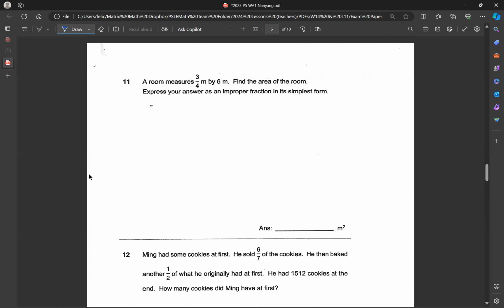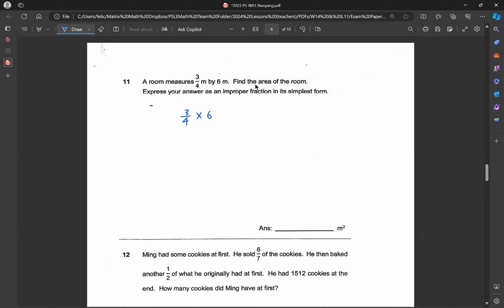So when they say room measures this by this, usually this is the length, this is the breadth. Okay, and both are in meters, so don't worry if you see a fraction there. So long as it's shown in meters, just take it as if it's like a length on its own. You don't have to think too deep into the fraction for now. All right, so they ask us to find the area. So based on our area and perimeter knowledge, to find the area of a rectangle, we simply have to take the length times the breadth. So in this case, simply it is your 3/4 meters times your 6 meters.